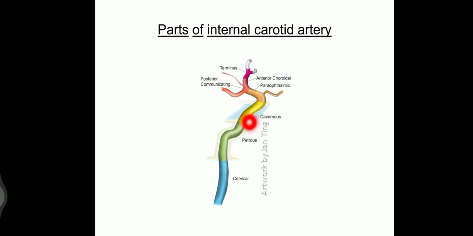And this yellow one is within the cavernous sinus. And this one is the para-ophthalmic part. Then it gives the ophthalmic branch, and to form the circle of Willis, all these branches. These are the terminal branches of the internal carotid artery.